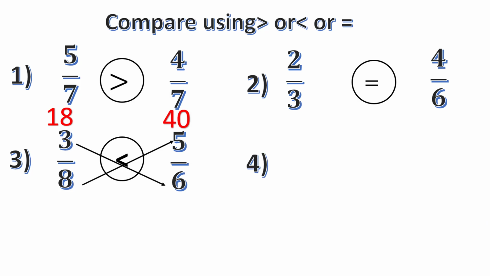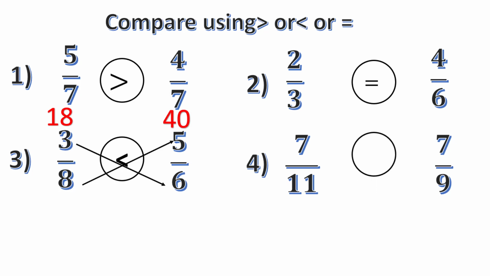Number 4. 7 over 11 and 7 over 9. Look, we have the same numerator, 7 and 7. So 11 is greater than 9. So the fraction 7 over 11 is less than the fraction 7 over 9.